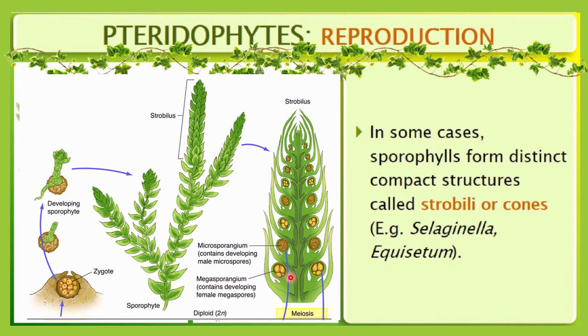And sometimes in some structures, the female cone is differently situated and the male cone is differently situated. If the male cone is separately situated, it has only microsporangium, and if the female cone is separately situated, it has just megasporangium. This whole structure is called a strobilus.